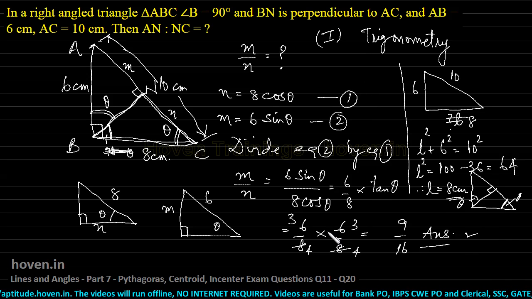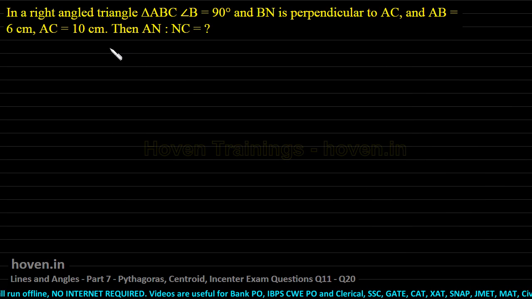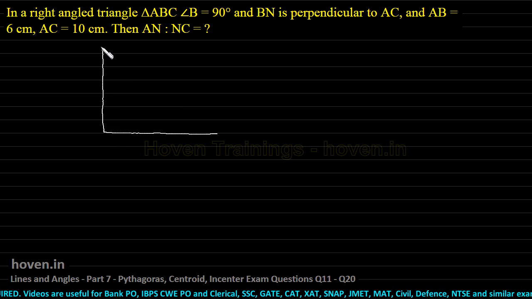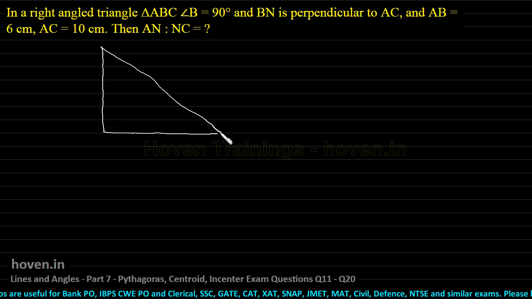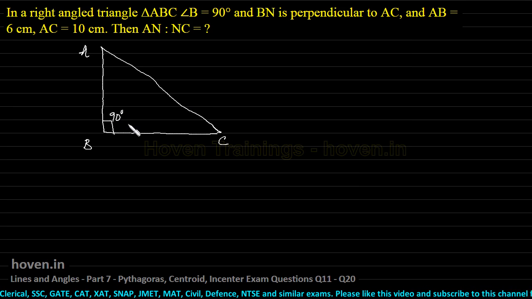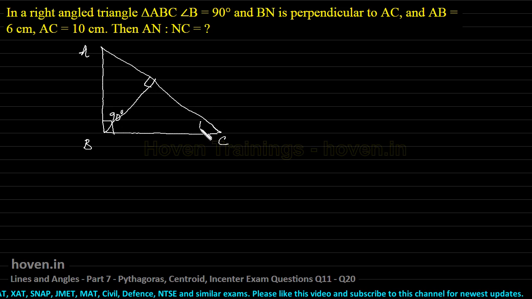Let us solve this question by a second method. Let us see how to do it. I'll erase the board and draw the diagram again. This is our right angled triangle ABC. This is 90 degrees and a perpendicular has been drawn here. This is theta and this angle is theta.